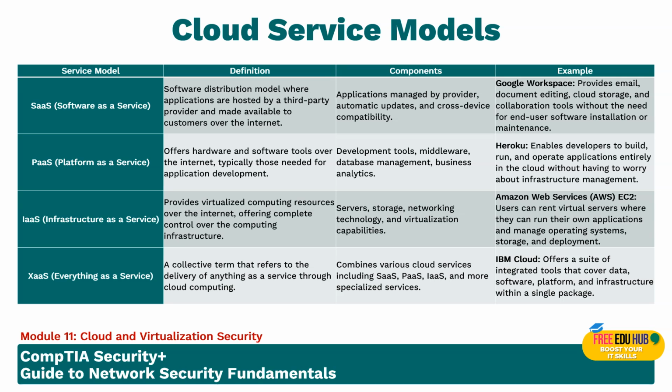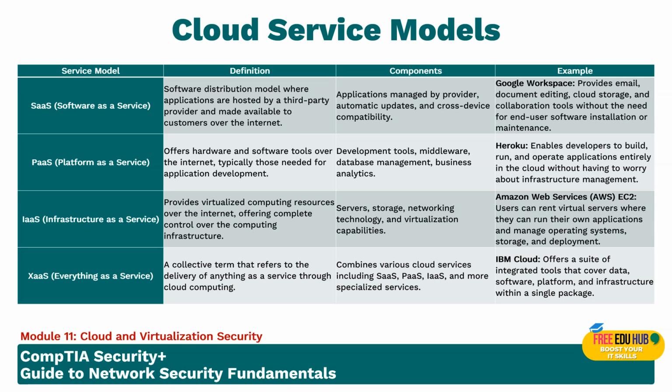Now, anything as a service is another term, a collective term that refers to the delivery of anything as a service through cloud computing, combining the various cloud services, including software as a service, platform as a service, infrastructure as a service, or more specialized services. IBM Cloud could be an example of it, which offers a suite of integrated tools, covering data, software, platforms, and infrastructure within a single package.